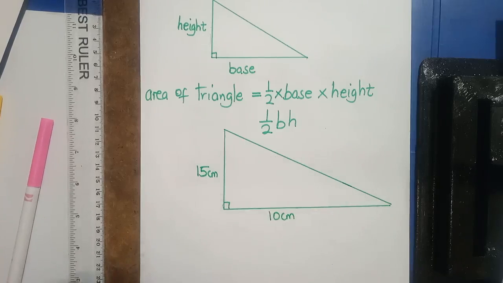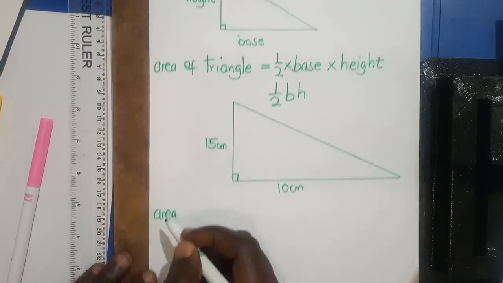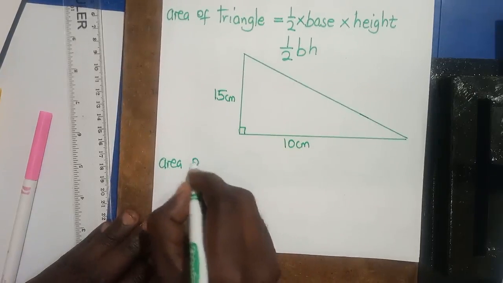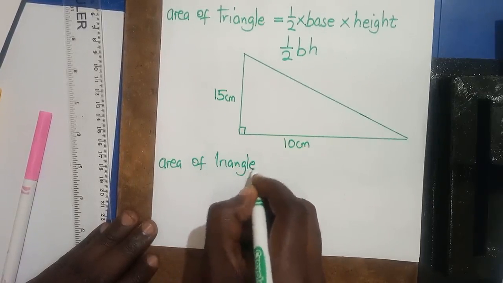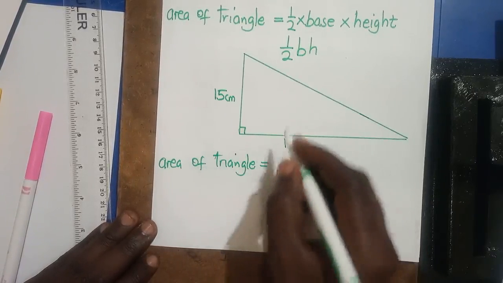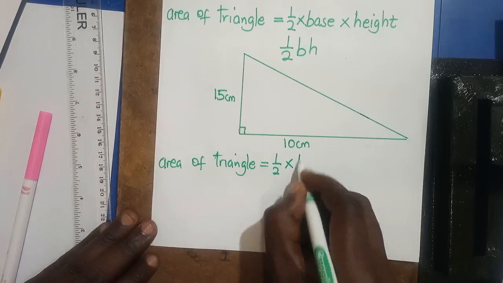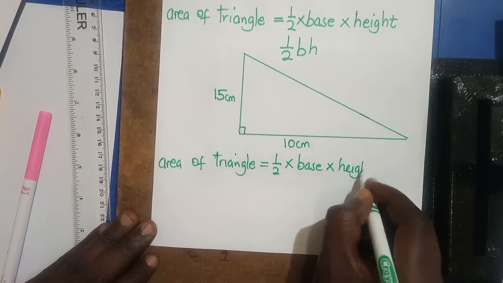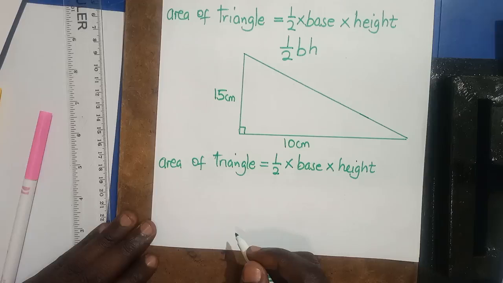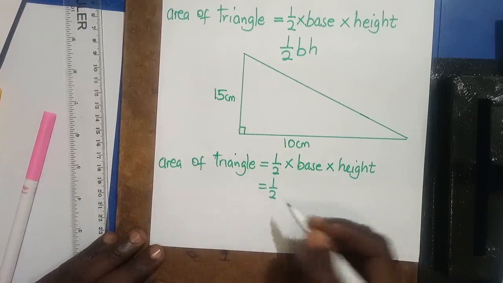Now, if you have a figure like this, and you want to calculate the area of the triangle, you bring in the formula. I still bring the same formula: area of triangle is equal to, like what we already said, half times base times height. Wherever you substitute, you say half.